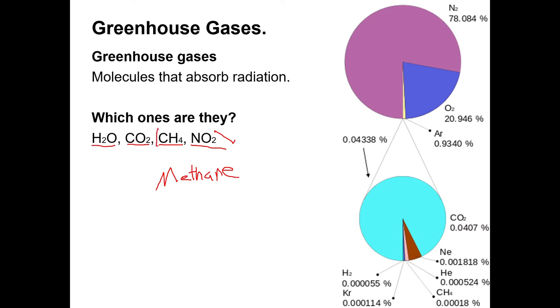A molecule of methane can absorb a lot more radiation and emit a lot more radiation than a molecule of CO2 can. However, there's a lot more CO2 in the atmosphere than CH4. We'll look at that in a second. So in all these molecules we're looking at around here in the atmosphere, nitrogen is not a greenhouse gas, oxygen is not a greenhouse gas, argon is definitely not a greenhouse gas. And then we take this tiny little sliver here and look at the rest of these.